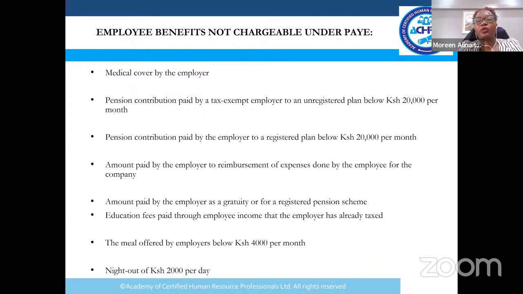Employee benefits that are not chargeable under PAYE are as follows. We've already discussed what's chargeable under PAYE. We now have those that are not charged under PAYE. Medical cover by the employer is not subject to PAYE, okay? Pension contributions paid below 20,000 are not subject to PAYE.